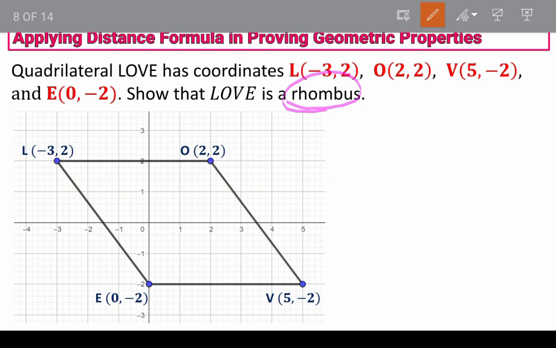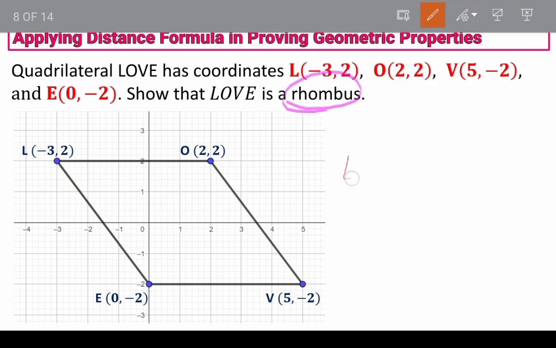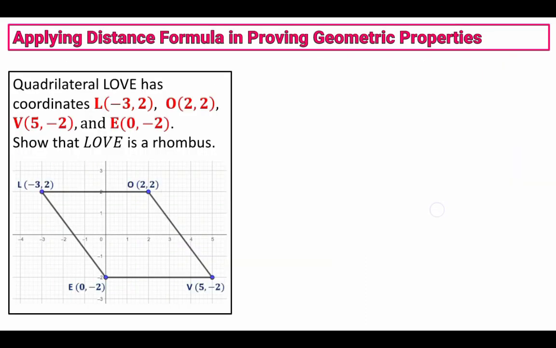Okay? So you have to prove that side LO is congruent to side OV and congruent to side VE, and again another side LE. Or in other words, you have to prove that all of the sides of this quadrilateral are congruent or equal. And that's how you are going to prove that quadrilateral LOVE is a rhombus. So let's solve for the distance of each two points.